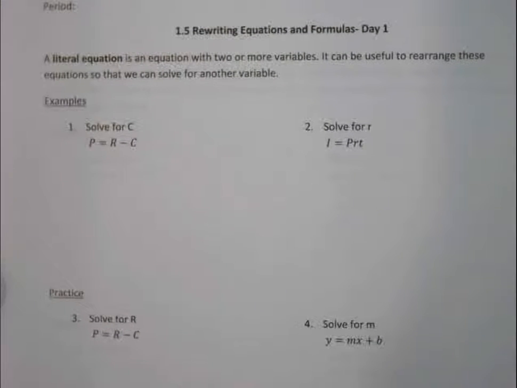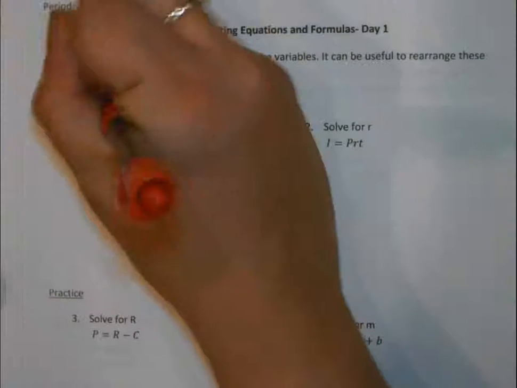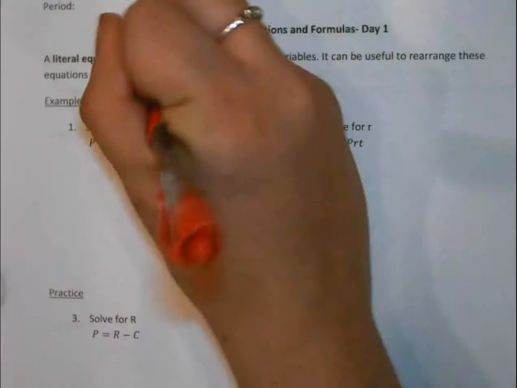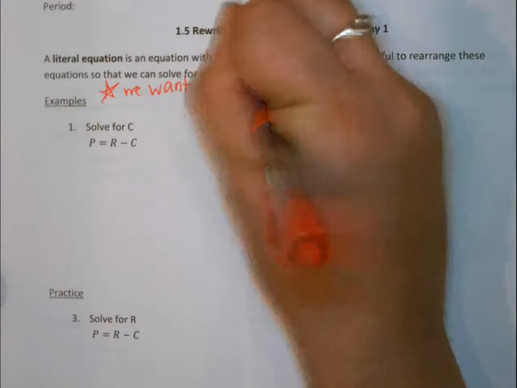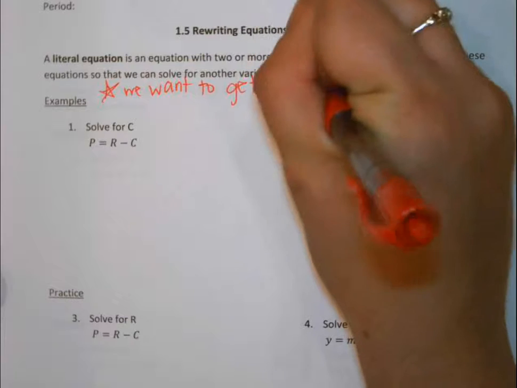1.5 is solving literal equations. A literal equation is just an equation with two or more variables. Basically it's just a formula, and I'm rearranging it to get whatever letter I want by itself. So we want to get the specified letter by itself.